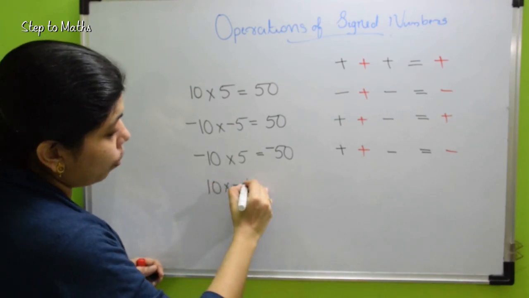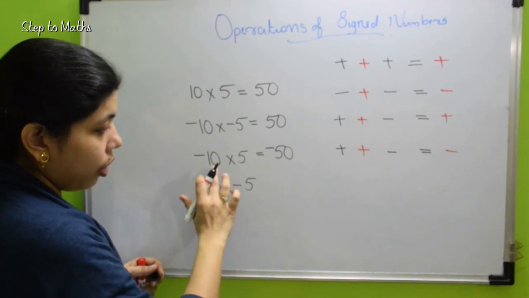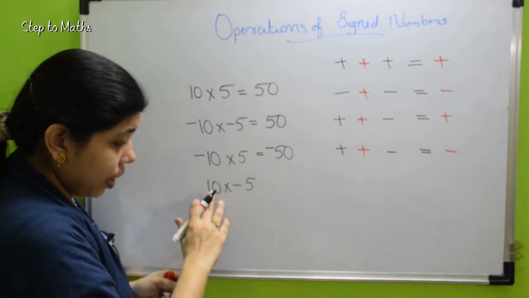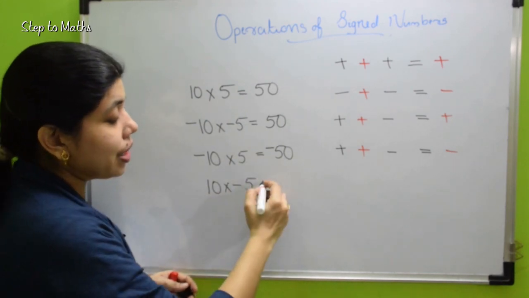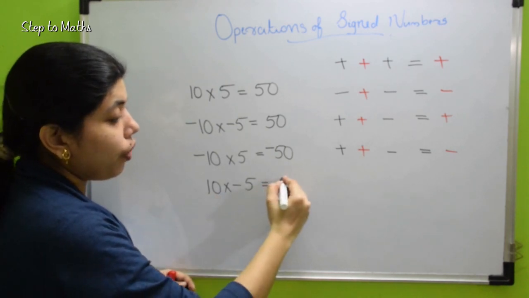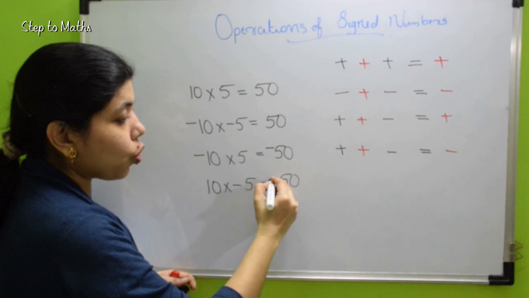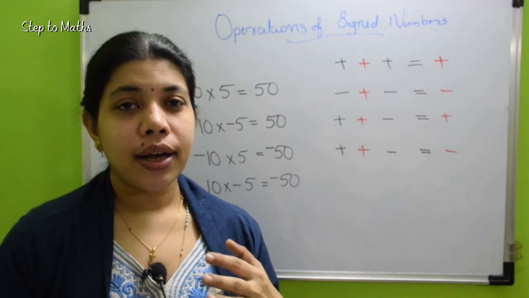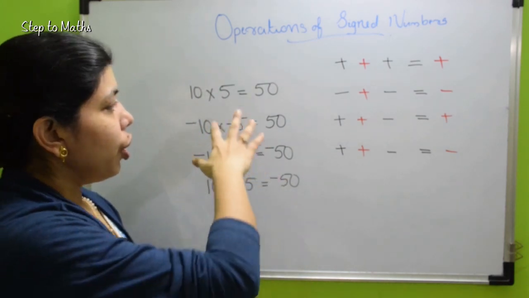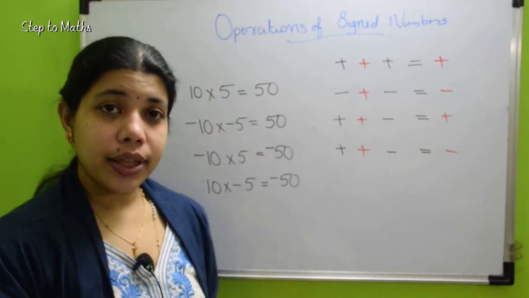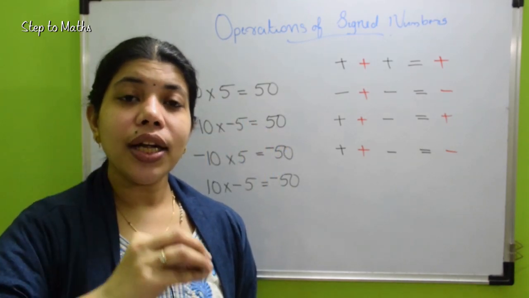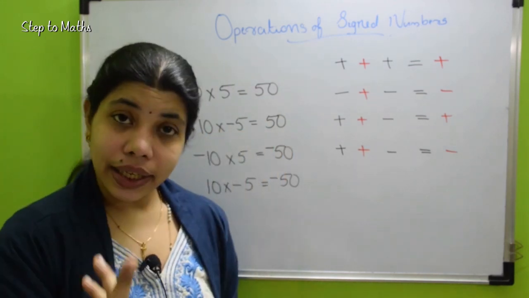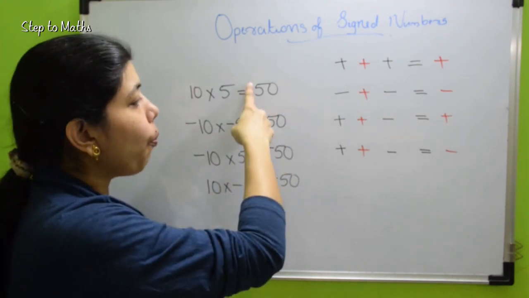10 into minus 5. Here the first number is positive and the second number is negative. The product is 10 into 5, which is 50, and the sign is also negative. When we perform the multiplication of signed numbers, if the signs of the two numbers are the same, that means if the two numbers are either positive or negative, the product is positive.